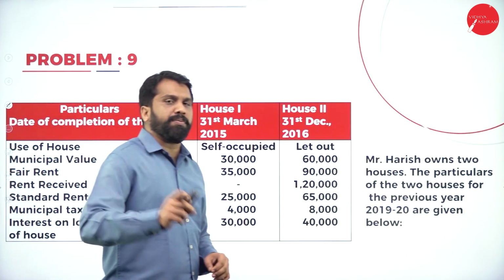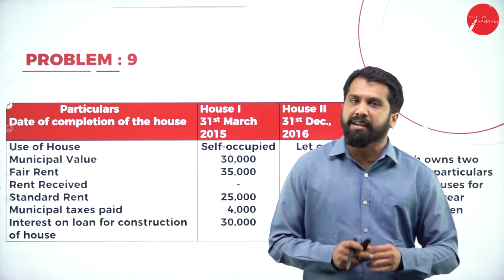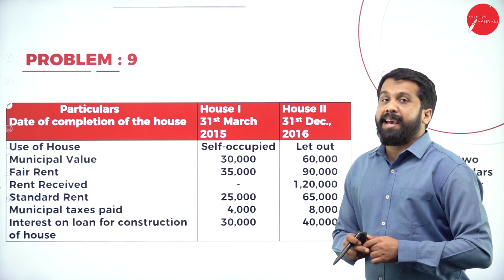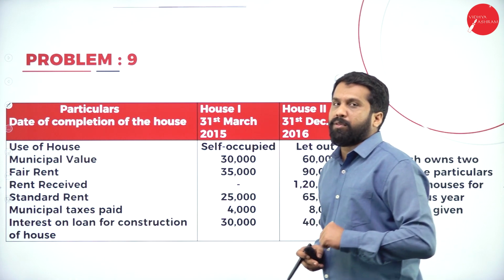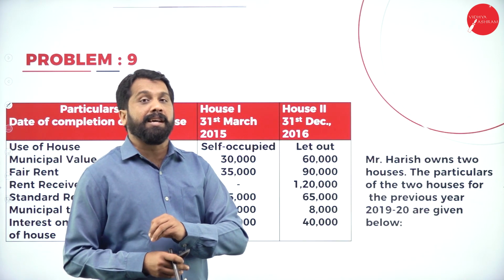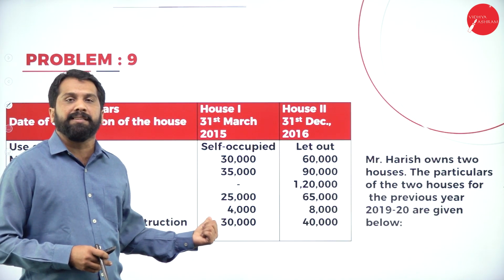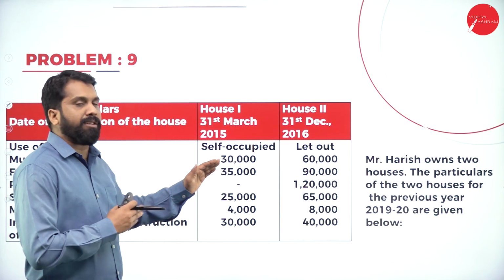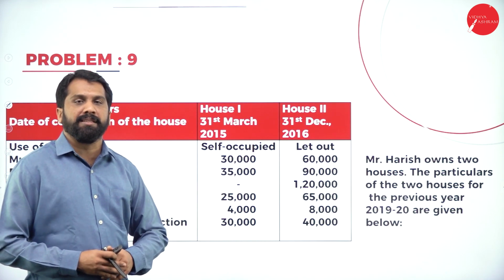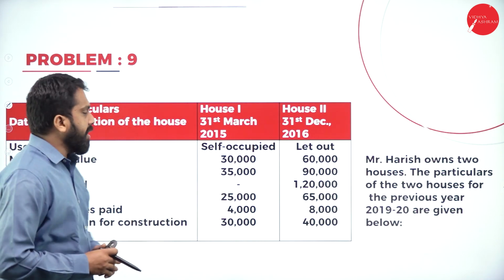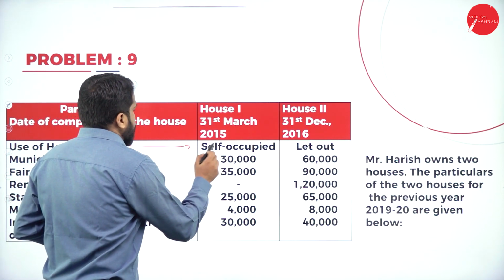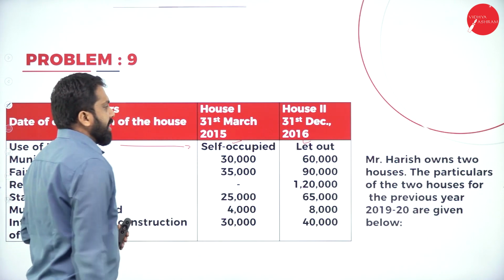We'll go for the last problem for the day, the easiest one, and you can expect similar kinds of problems in your examination. Why? Because out of 10 question papers, 6 to 7 are like this. With the box, they will give you self-occupied and let out, like 2 houses bifurcation they have given. Now, how to calculate this?